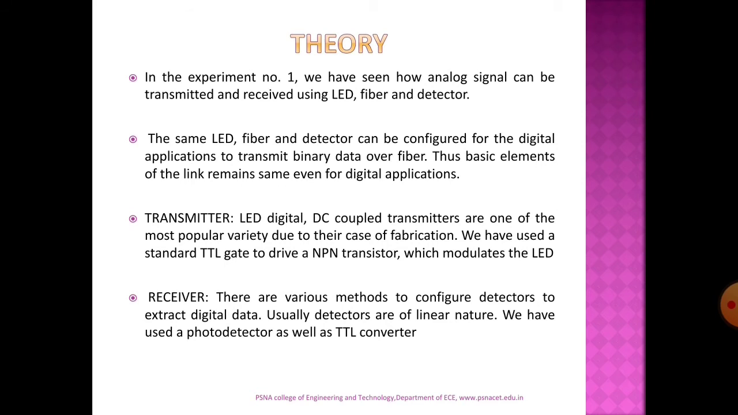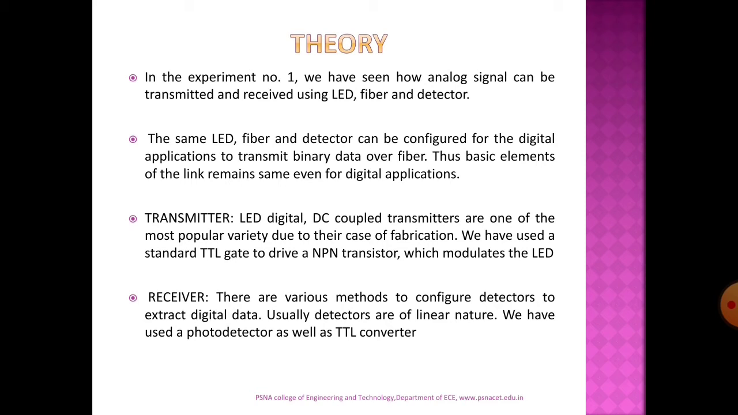So we can move to the theory part. As I just told you, there is a need of a transmitter in the form of LED or laser. There will be a fiber to transmit the signal, and there is a need of a digital detector in the receiver part. So the signal which is to be transmitted will be in the form of binary, that is ones and zeros, and it is going to be transmitted over a fiber.